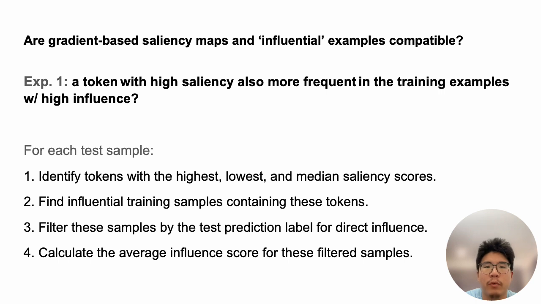To answer the second research question, are the gradient-based saliency maps and the influential examples compatible, they designed two experiments. The first one is to answer whether a token with high saliency is also more frequent in the training examples with high influence scores. For each test sample, they first identify the tokens with the highest, lowest, and medium saliency scores. Secondly, they find the influential training samples that contain these tokens. Thirdly, they filter these examples by the test prediction label for direct influence. The last step is to calculate the average influence scores for these filtered samples.